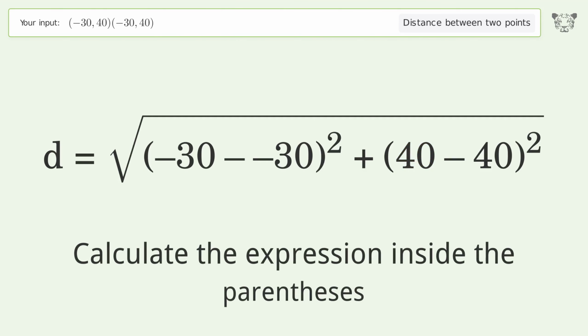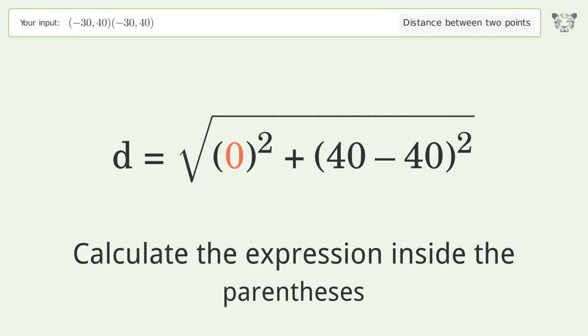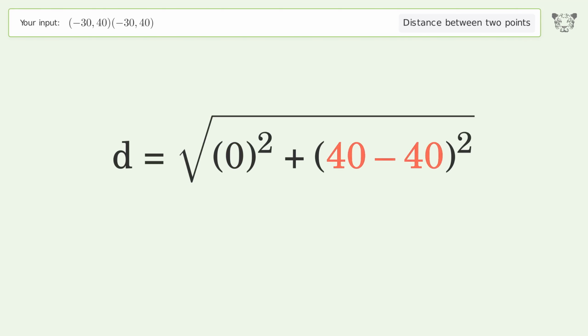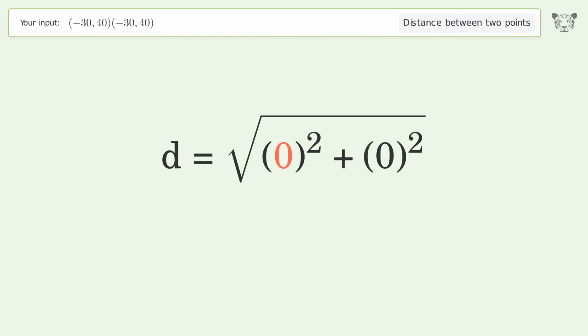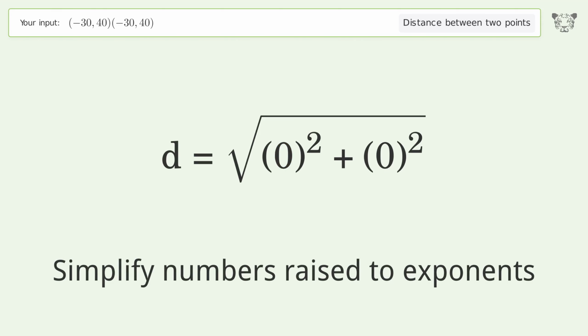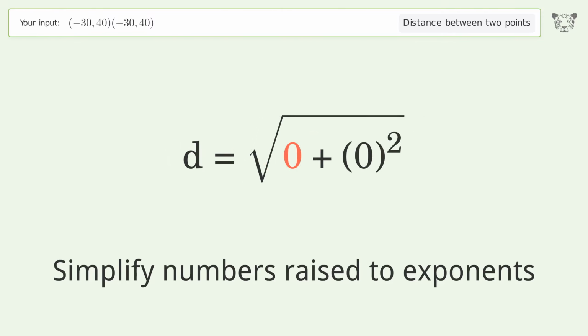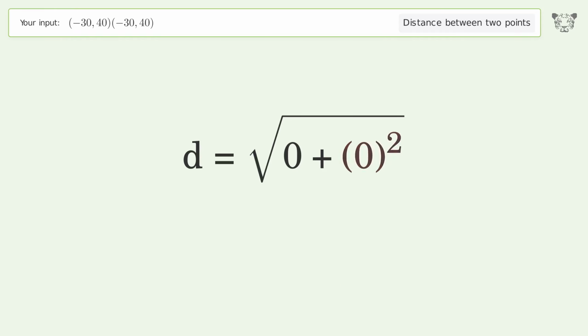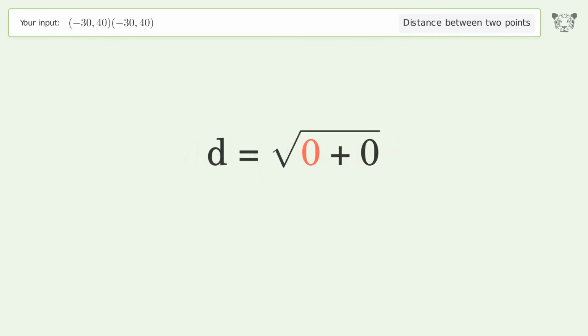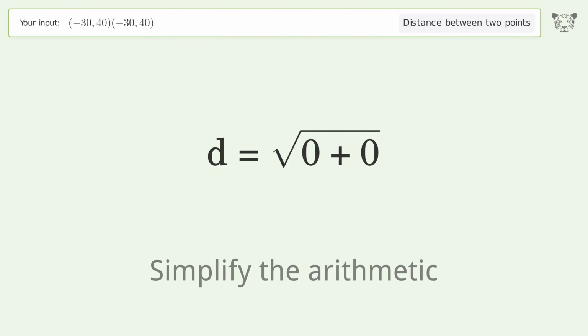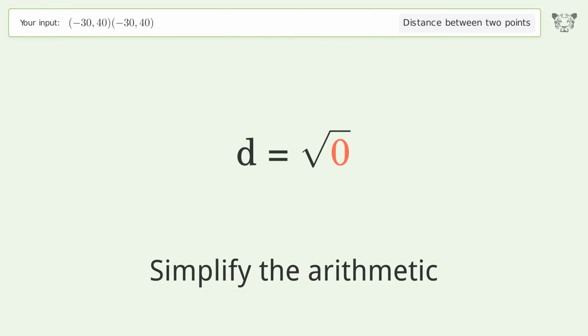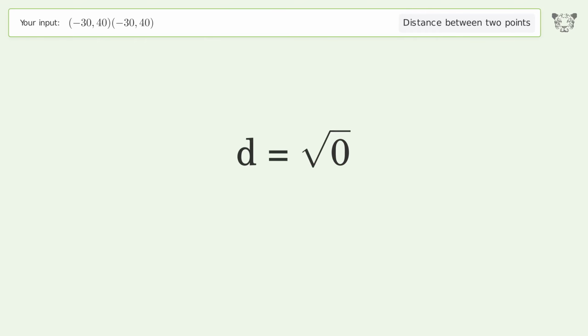Calculate the expression inside the parentheses. Simplify numbers raised to exponents. Simplify the arithmetic. And so the distance between the 2 points is the square root of 0 or 0.